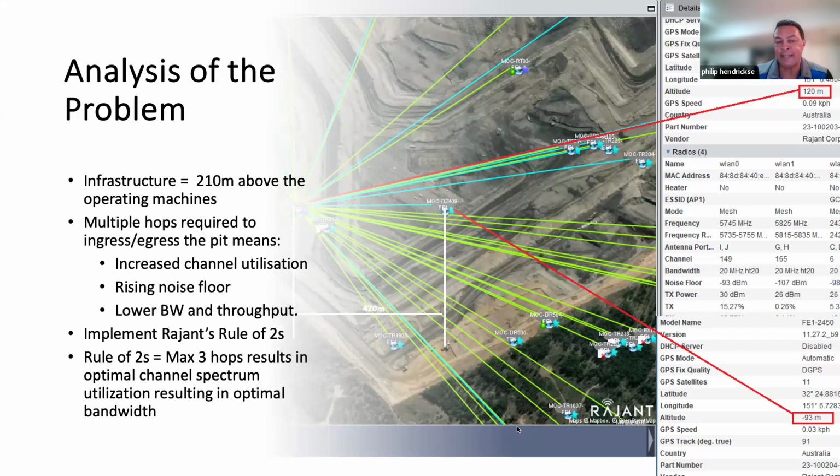if you have your APT infrastructure in the right location, you'll be seeing a maximum of 3 hops between your machine and the APT side. What this does is optimize your channel spectrum utilization, which means you free up more bandwidth. If you have multiple hops, 15 to 20 hops in the pit for one machine trying to get out, that is not efficient spectrum utilization.